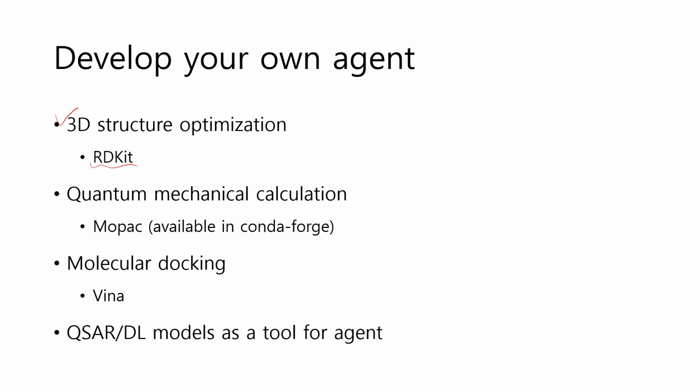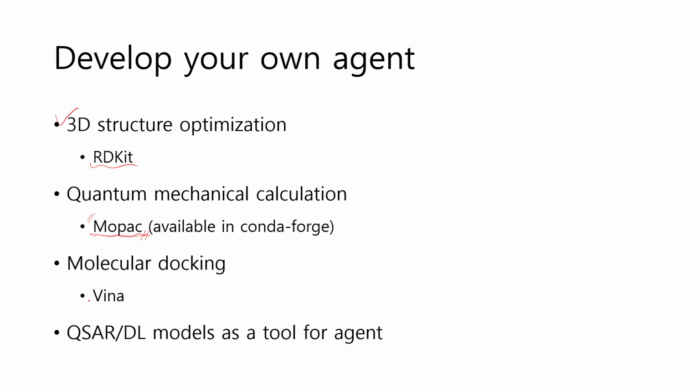Or you can make your agent run a QM calculation, a quantum mechanical calculation. MOPAC is quantum mechanical calculation software, which was commercial before, but now it has become open source in Anaconda. So you can download it from Conda Forge to run the QM calculation. And MOPAC is a semi-empirical model, so it doesn't take really long computation time. You can finish a QM calculation within a reasonable amount of time.